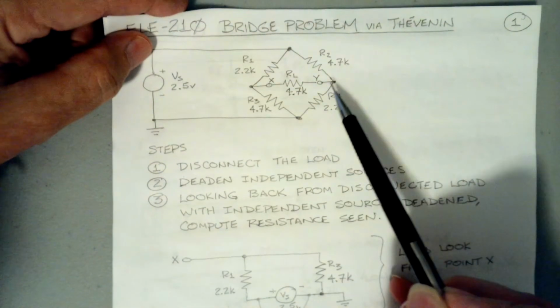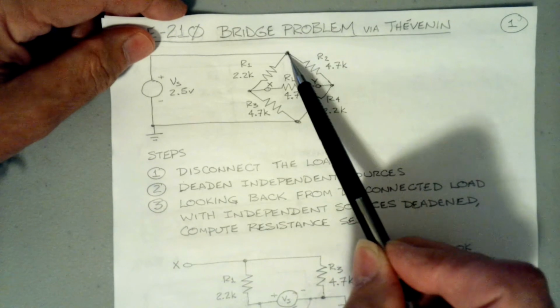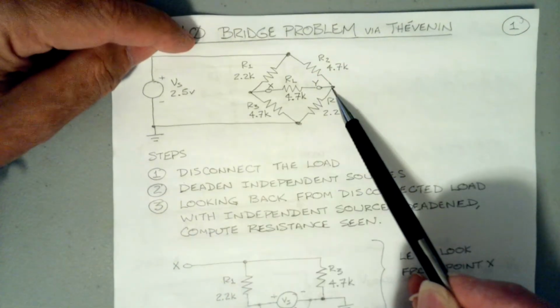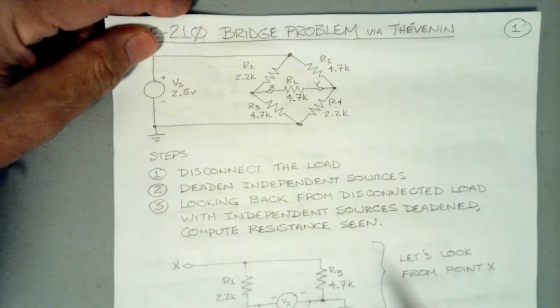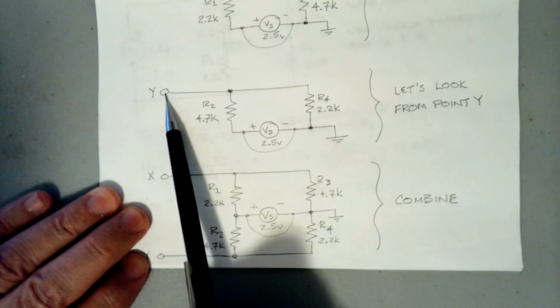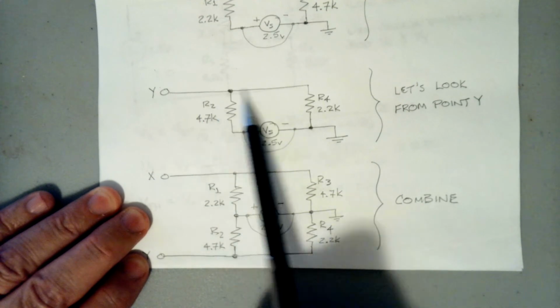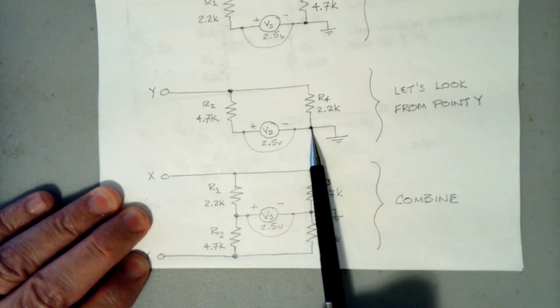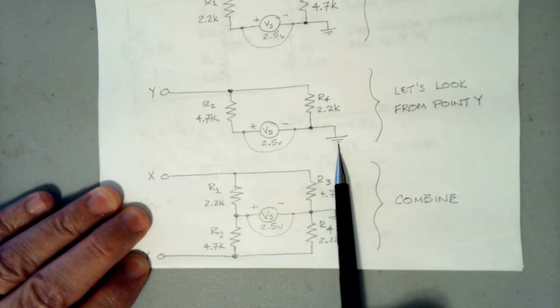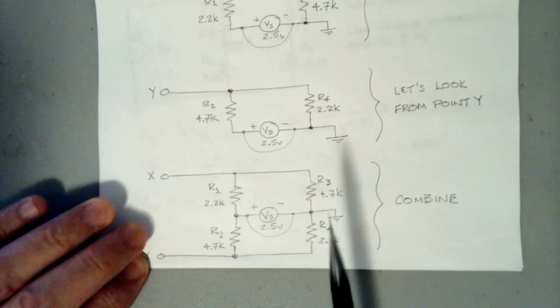If I then go on and look at what I see from node Y, similarly, I'm going to see a 4.7K to the plus side and a 2.2K to the minus side and ground. And so I'm going to see from point Y a 4.7K to the plus side and a 2.2K resistor to the negative and ground side. And again, once we put this all together, that'll be a short.